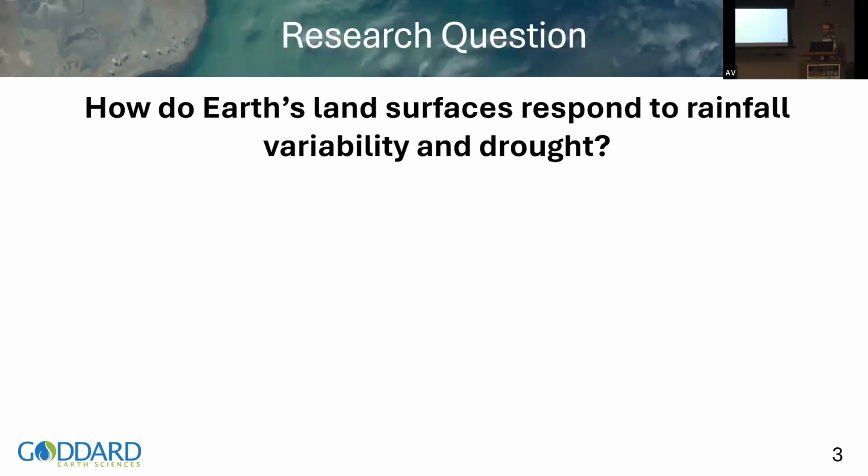The main question I've been working on all these years is: how do Earth's land surfaces respond to rainfall variability and drought? I'll describe rainfall variability a bit, but my argument is that we miss thinking about this. We think about how much water is available, how much light, how many nutrients, how much humidity, but we miss thinking about the variations of these factors, and this actually turns out to be quite important.